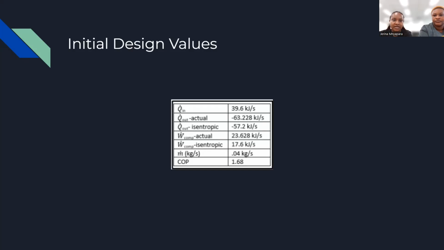So here we have our initial design values. Our Q in flow rate will be 39.6 kilojoules per second. Our Q out in the actual cycle, we have negative 63.228 kilojoules per second. Our Q out isentropically, we have negative 57.2 kilojoules per second. Our compressor work for the actual, we got positive 23.628 kilojoules per second. And for isentropic compressor work, we have 17.6 kilojoules per second. And our mass flow rate we got 0.04 kilograms per second. And our coefficient of performance, COP, we got a value of 1.68.